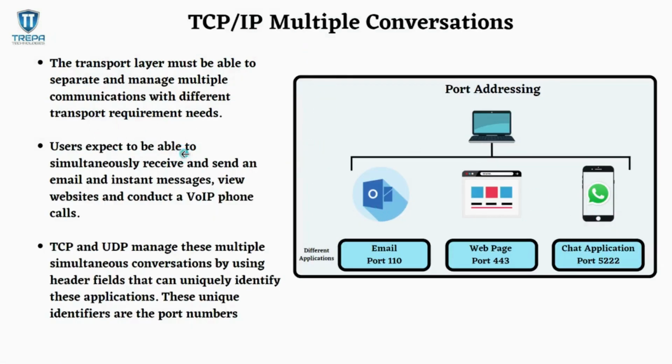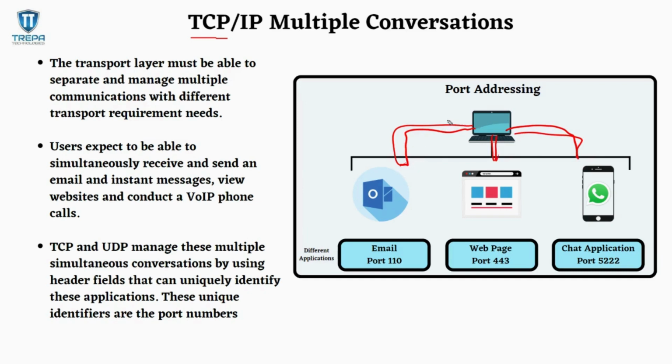Okay, so the transport layer must also be able to separate and manage multiple communications with different transport needs, right? What we mean by that is when our computer is making multiple connections, we're relying on TCP or UDP to manage multiple simultaneous conversations, by using the header fields to uniquely identify these applications. So essentially, right now, we're making 3 TCP connections. Now, how do we know how to segment the bits into their own TCP data streams without mixing them up? Because we have our source and destination ports.